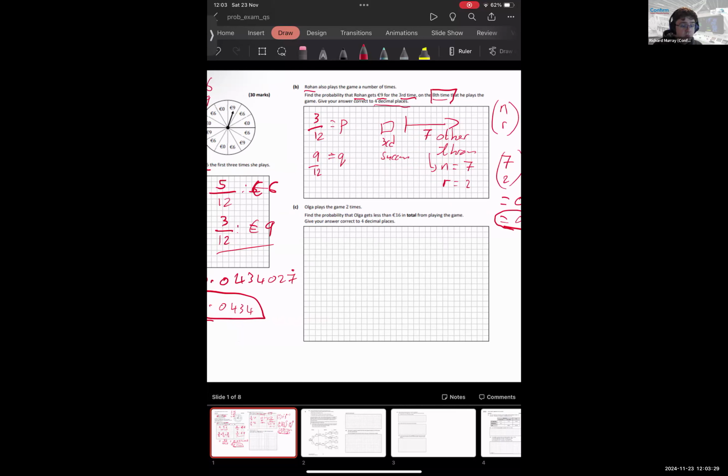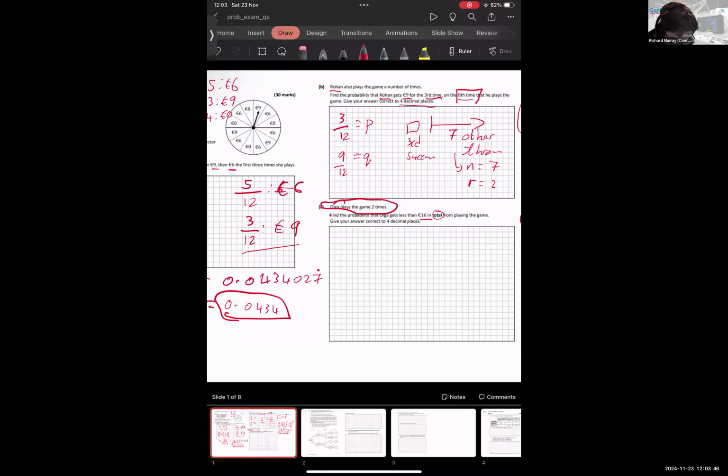So again, we're familiar that it's a Bernoulli trial, so we're able to very quickly get our answer out. We're finally told about Olga, who plays the game twice. We're asked to find the probability that Olga gets less than €16 in total from playing the game. Give your answer correct to 4 decimal places.